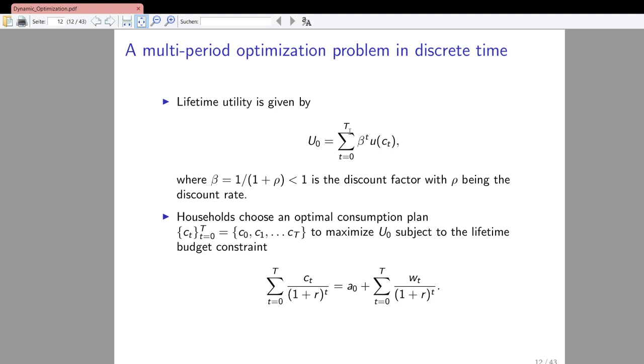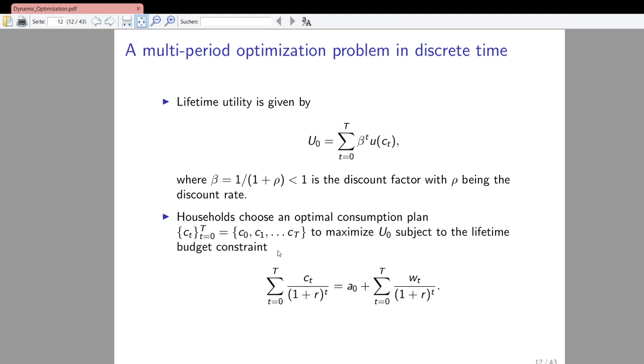And households maximize this lifetime utility subject to their budget constraint, and I've told you previously that you can write down the flow budget constraint in this optimization problem, but one can also write down the lifetime budget constraint, and the lifetime budget constraint actually follows from the flow budget constraint, where we have on the left hand side total consumption expenditures over the whole planning horizon. So that's consumption expenditures, and in period 0 they are not discounted, but for all periods higher than 0 there is a discount weight attached to the consumption expenditure.